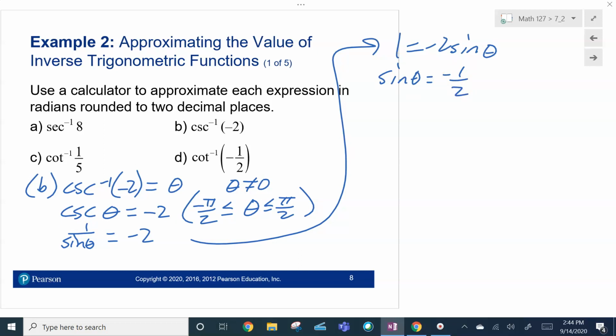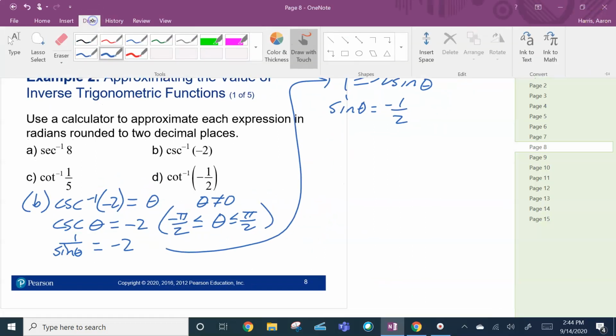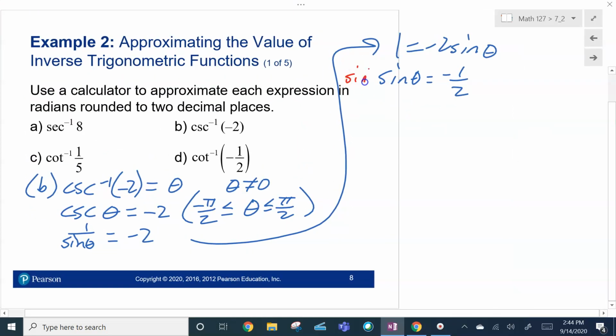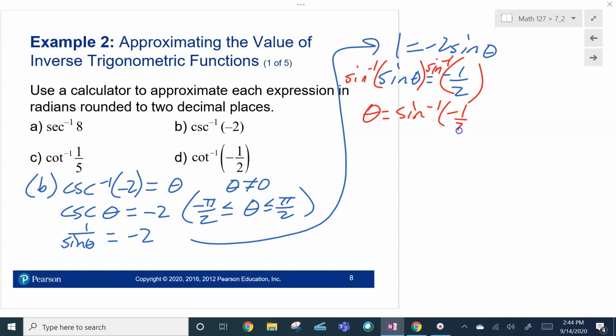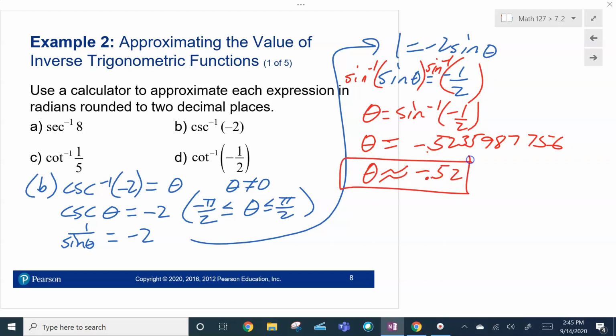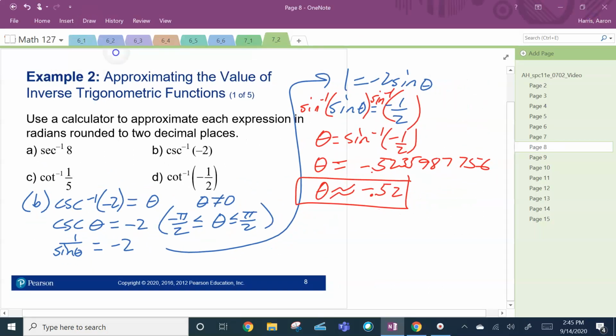Which means sine theta, once I divide both sides by negative 2, is negative 1/2. So if the sine of theta is negative 1/2, now we run the arc sine on both sides, so we can use that arc sine button on our calculator. Theta equals the arc sine of negative 1/2. We punch that in and get negative 0.5235987756, so approximately negative 0.52 for the arc cosecant of negative 2. And that's kind of how we're approaching these.